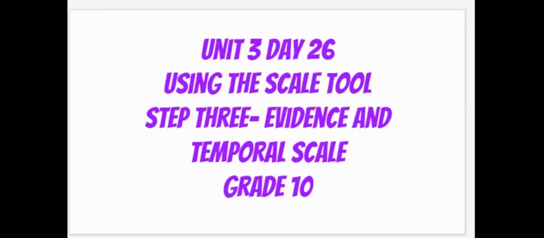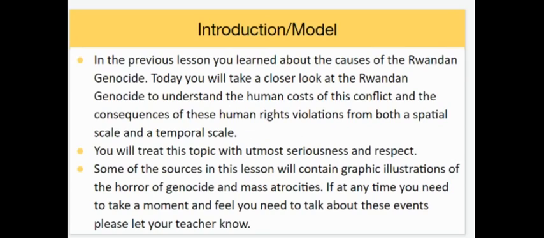Hi everyone, we're going to continue looking at Unit 3, Day 26, using the Scale tool. Today we're going to focus on Step 3, the Evidence and Temporal Scale, Grade 10. So just a reminder, we're dealing with the Rwanda Genocide. We're going to take a further look at the genocide, the human cost and consequences. We already looked at a spatial scale, now we're going to look at a temporal scale.